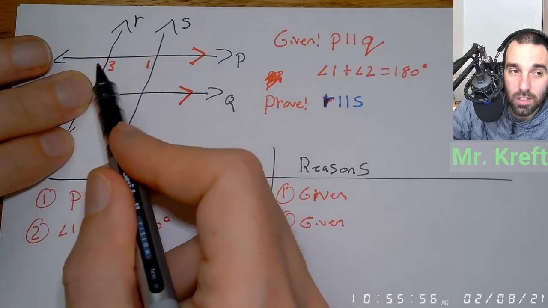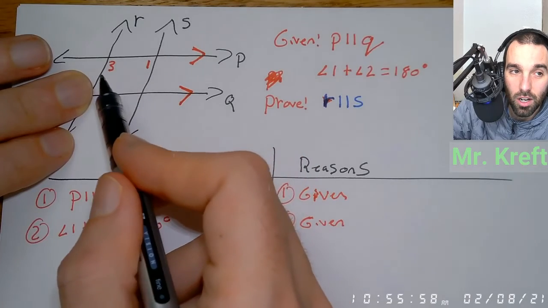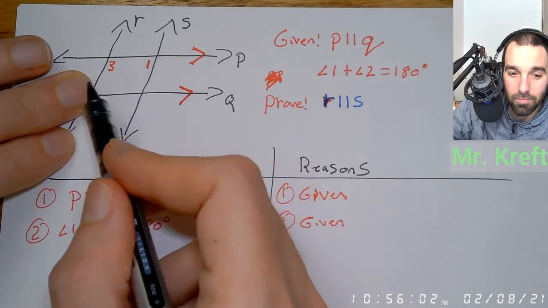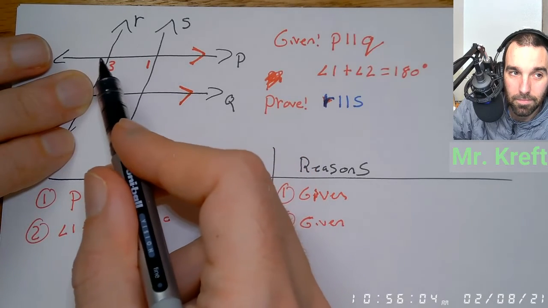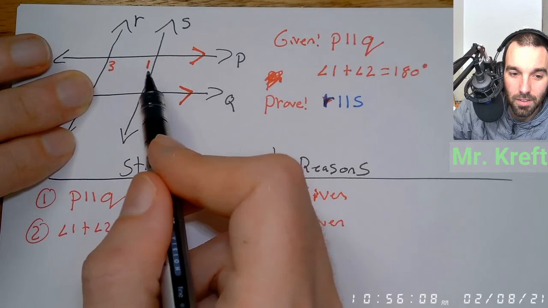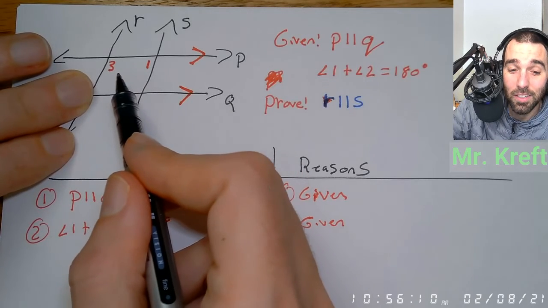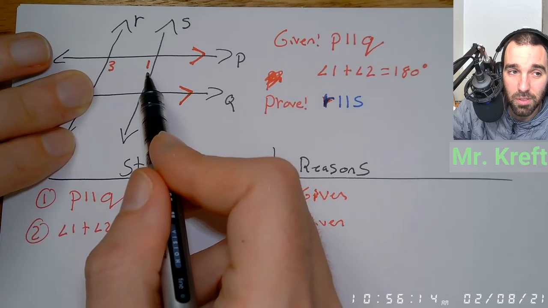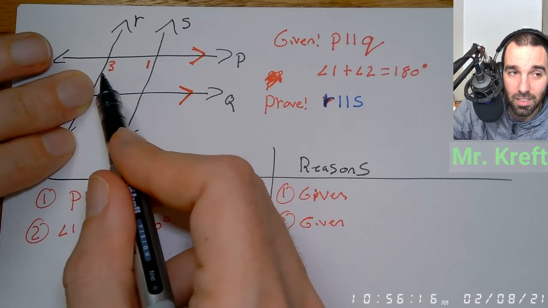Can you guys type in chat really quickly? What angle relationship are 1 and 3? They're not corresponding. They're both on the inside. Yeah, they're consecutive, right? So they're consecutive interior angles.